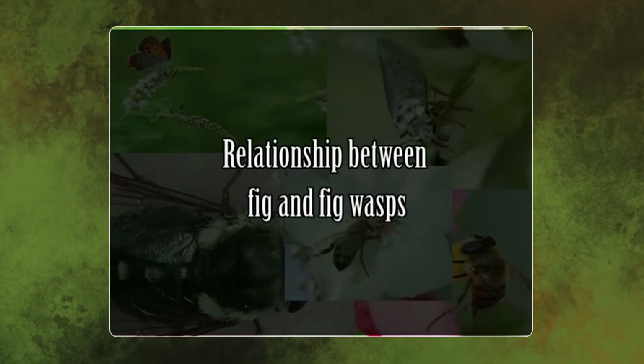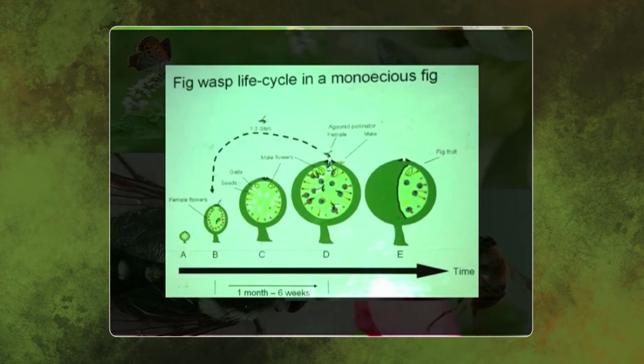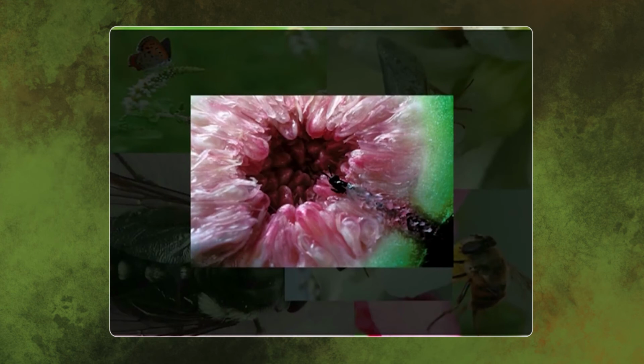Now we discuss the relationship between fig and fig wasps. Figs and fig wasps have evolved to help each other and are interdependent for reproduction. Fig wasps lay their eggs inside the fruit where the wasp larva can safely develop, and in return the wasps pollinate the figs. Fig wasps are responsible for pollinating almost 1000 species of figs. These wasps and fig trees are obligate mutualists, meaning that they cannot reproduce without each other.